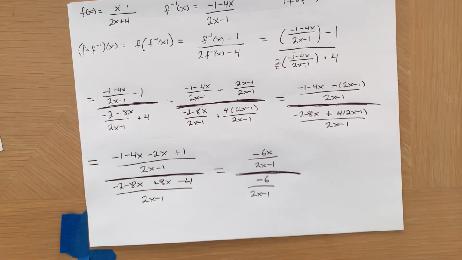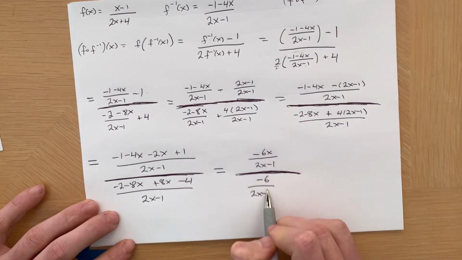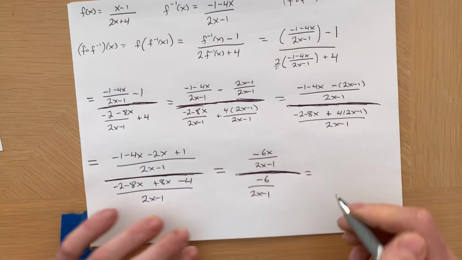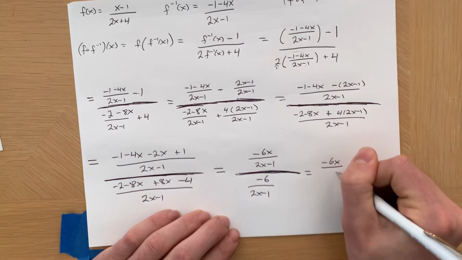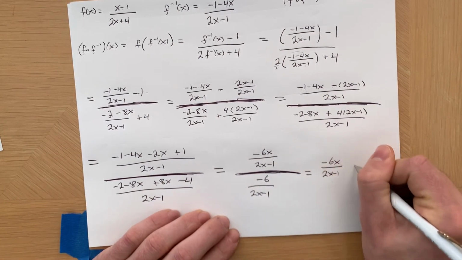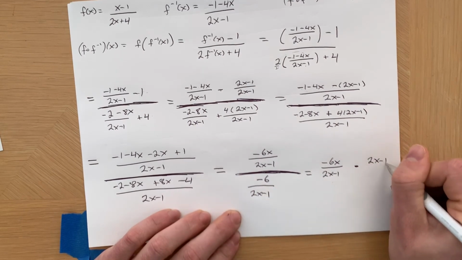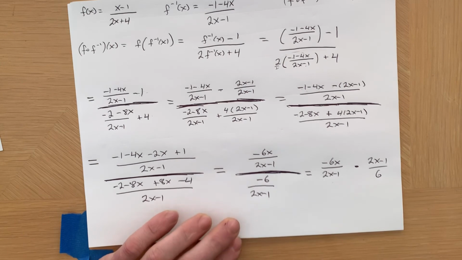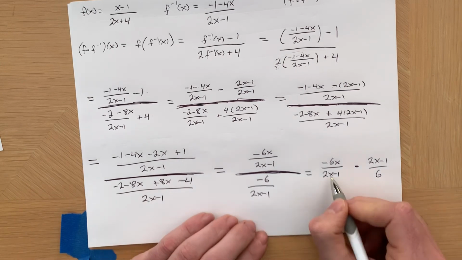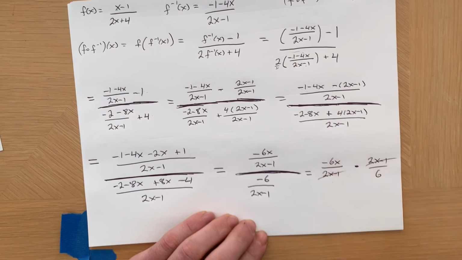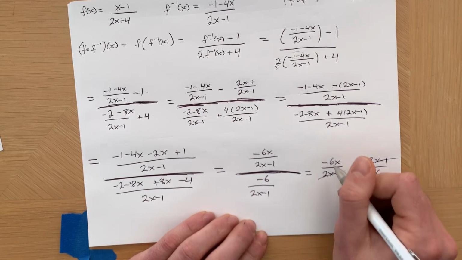Okay, so now we're at one of the last steps. Here we have a fraction divided by a fraction. So we know that in order to simplify that, we just take our top fraction, minus 6x over 2x minus 1, and multiply it by the bottom fraction where we turn it upside down, 2x minus 1 all over minus 6. Now several things are going to cancel here. This 2x minus 1 on the bottom cancels with this 2x minus 1 on the top.